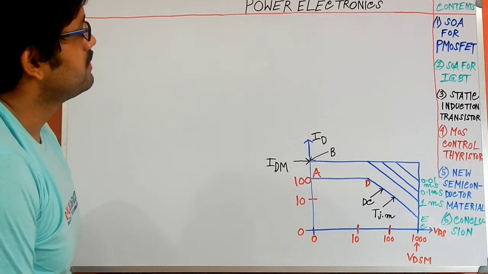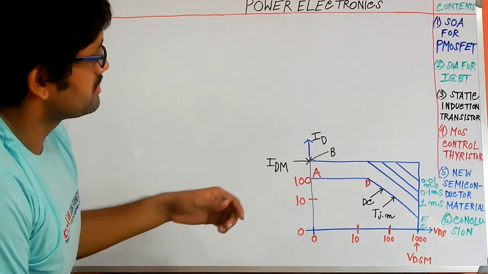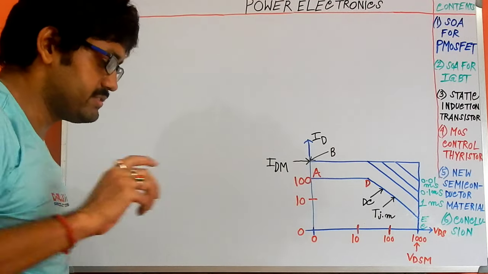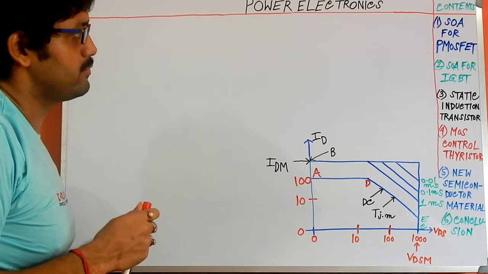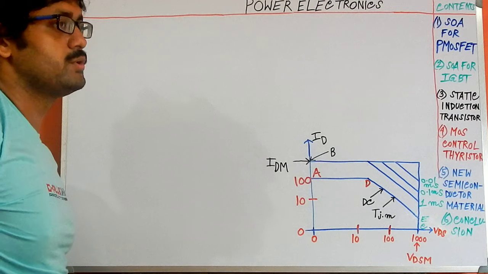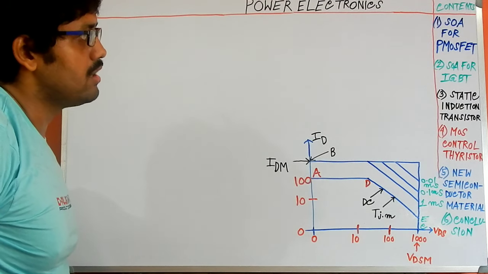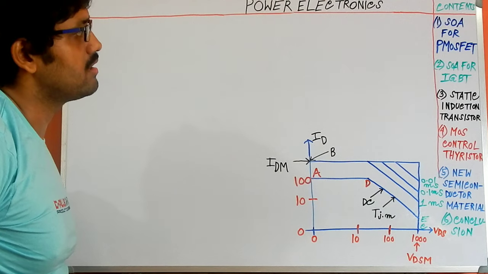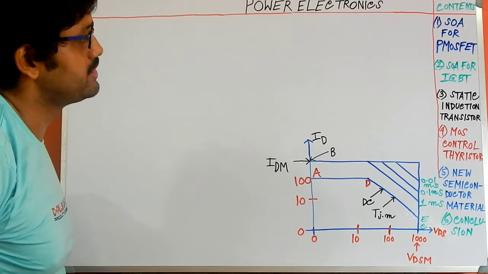So in our bioelectronics class, these are the contents. Our first topic is safe operating area for power MOSFET. I have taken the classes on power MOSFET. You could check on my previous videos also.